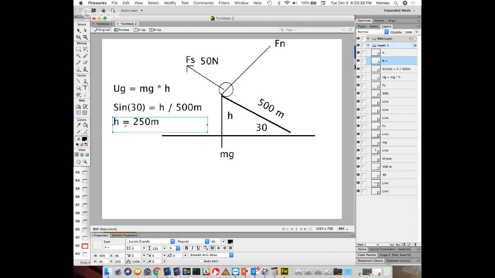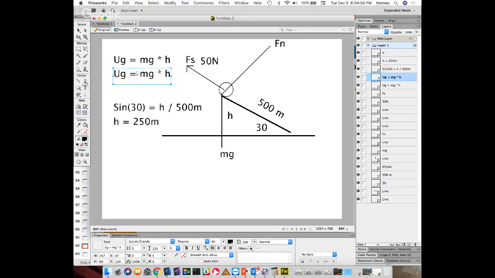And to check this, you could do your trigonometry. You can say a squared plus b squared is equal to c squared, right? You can find all the distances if you really want to. But let's just suppose that the height is 250 meters because that's what we figured out. And now we want to find UG, which is our potential energy. So now that we have that, let's go here.